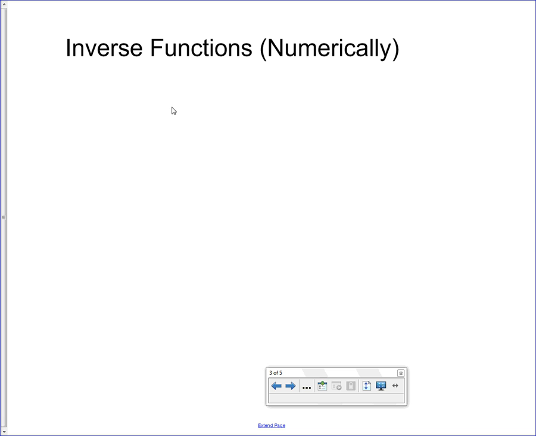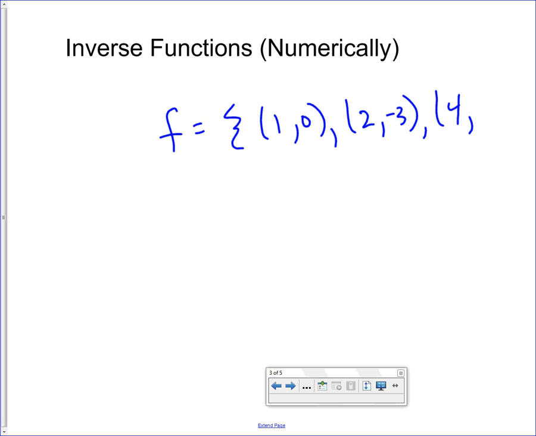function inverse. So let's say I have some function f, and I'm just going to define f as a bunch of points. I'm using my curly brackets, and let's say 1, 0 is one of the points, maybe 2, -3 is one of the points, and 4, 5 is one of the points. So there are only 3 inputs in my function. The inputs are the x values.